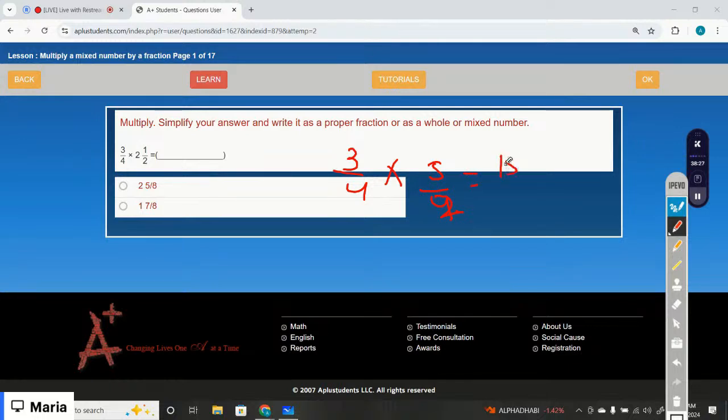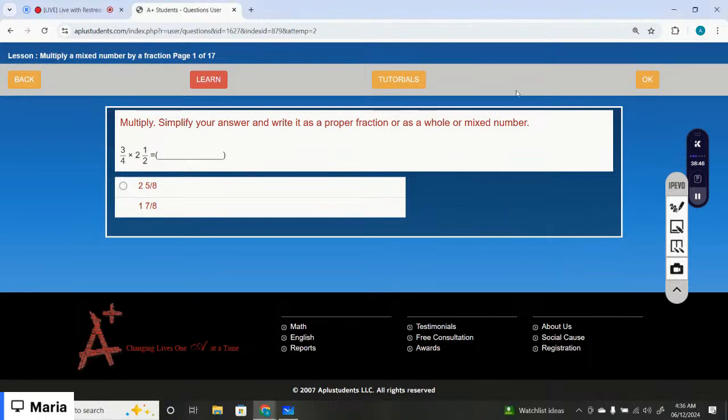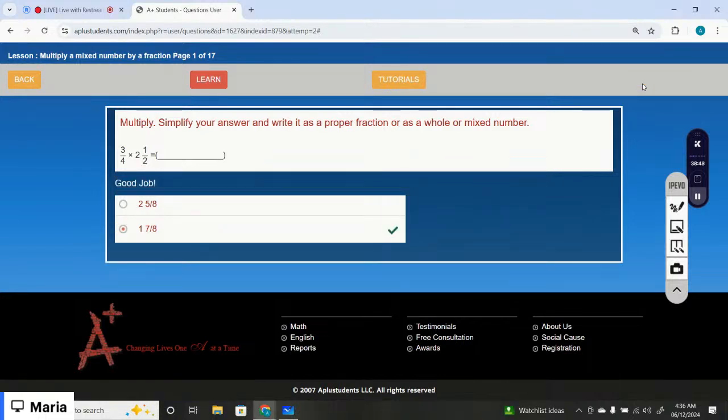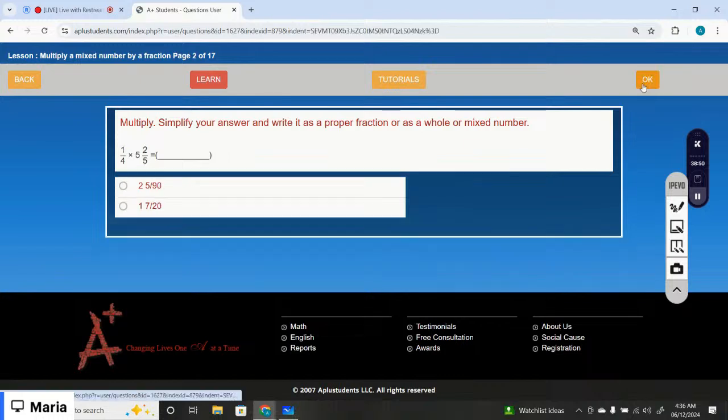Sorry, that is 3 by 4 times 5 by 2. 5 times 3 is 15, 4 times 2 is 8. So simply divide. 8 times 1 is 8. You have 7, that is 1 whole 7 over 8. Option number 2 is the correct option. That is 1 whole 7 over 8.